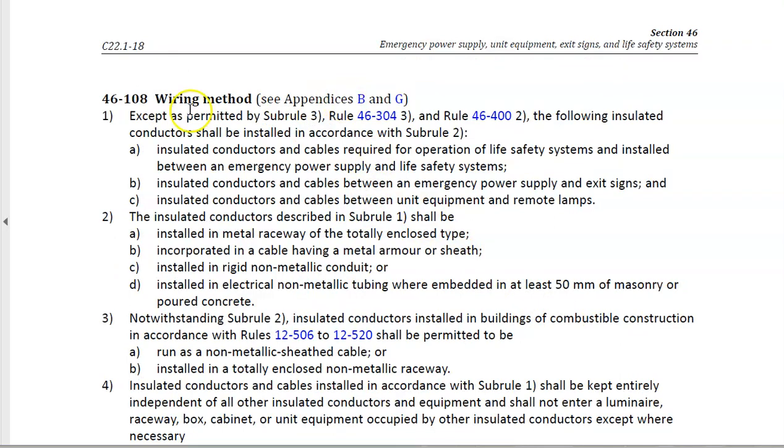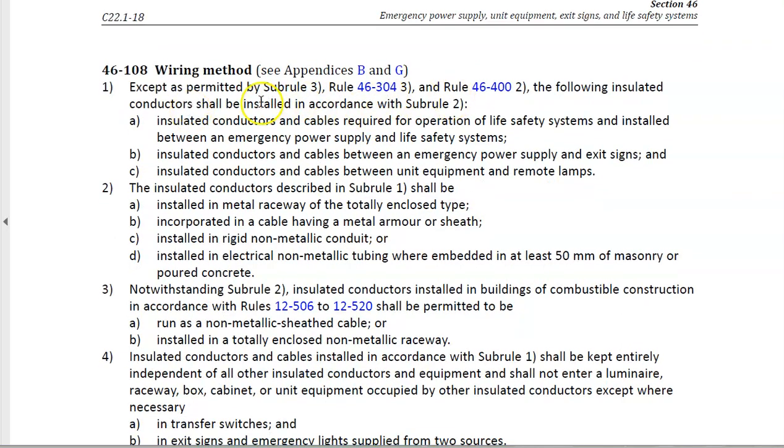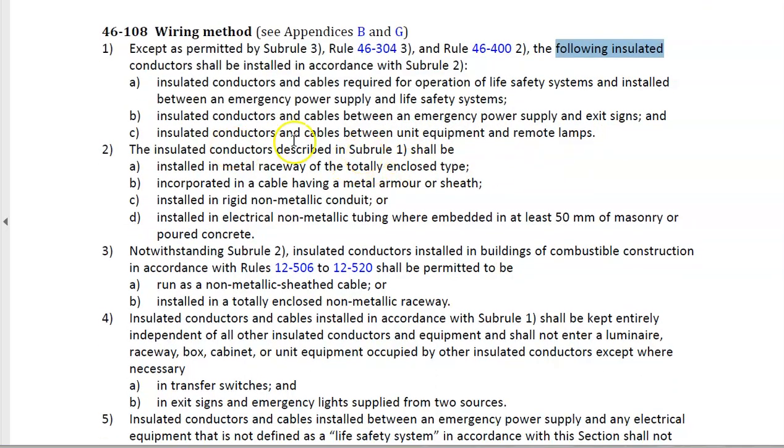Okay, wiring methods. So, except as permitted by a couple of these sub-rules over here, the following insulated conductors shall be installed in accordance with sub-rule 2. We need to have insulated conductors for life safety, for emergency power and exit signs, and between unit equipment and remote lamps. And all of these conductors described in sub-rule 1, so in other words, unit equipment, emergency power, and life safety, shall be installed in a metal raceway of the totally enclosed type.